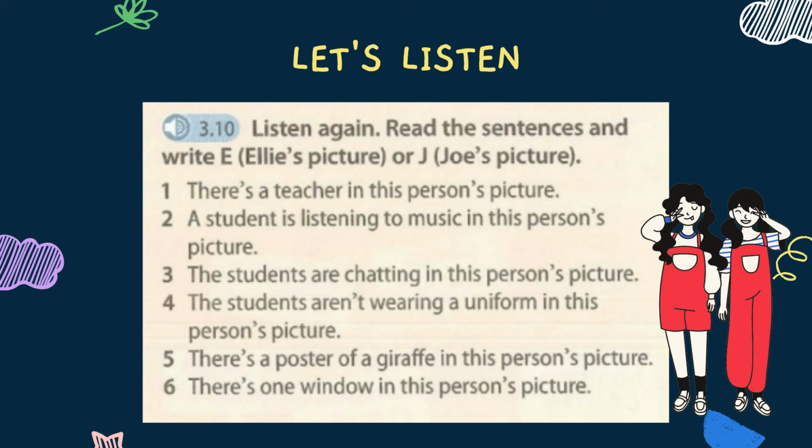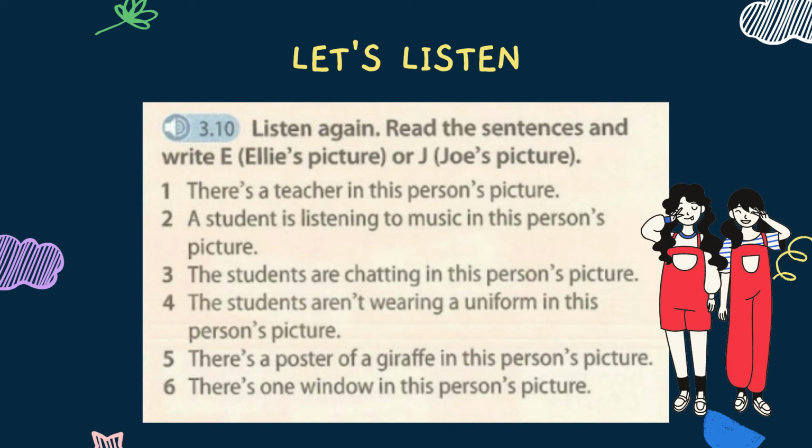And read the instructions. Listen and read the sentences and write E, Ellie's picture, or J, Joe's picture. From number 1 to number 6, listen carefully to whose picture they mention. For example, number 1: there's a teacher in Ellie's picture. So beside it you write the letter E for Ellie. If there's a teacher in Joe's picture, beside it you write the letter J. Do it like that until number 6.